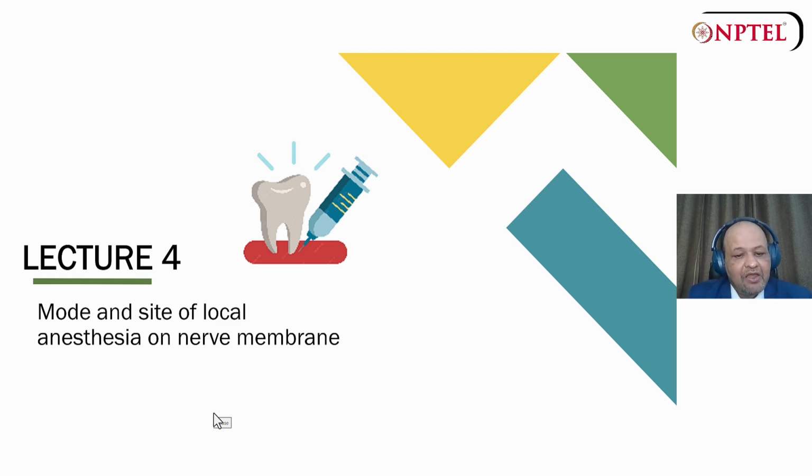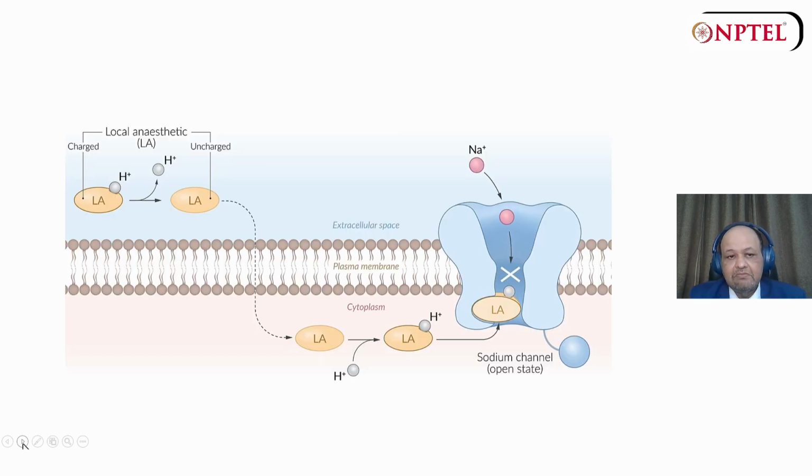In lecture 4, we are going to talk about the site and mode of action of local anesthesia on the nerve membrane. If we look at the next image, we have local anesthesia outside, which comprises both charged and uncharged molecules. Now what we need is the uncharged molecules to get inside. The charged molecules won't get inside. The uncharged molecules would try to get inside, and they will go into the sodium channel gate. This will prevent the influx of sodium, and this is how we can explain the action of local anesthesia.